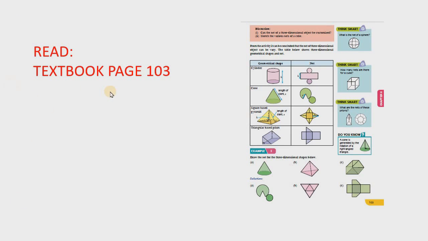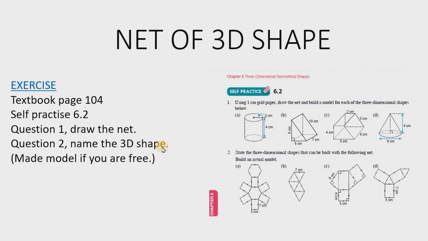So after you try the activity, don't forget to also read your textbook on page 103 to make sure you understand and you are able to remember the types of net, or the arrangement for the net for certain 3D shapes. And after that, I want you to try out the exercise in your textbook, page 104. That is self practice 6.2.